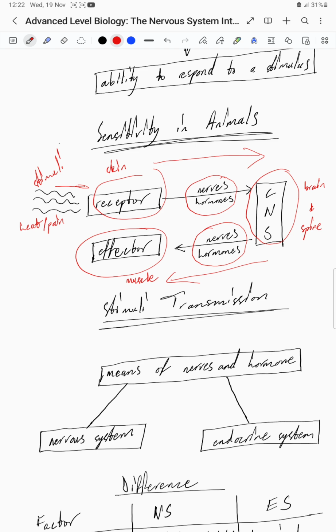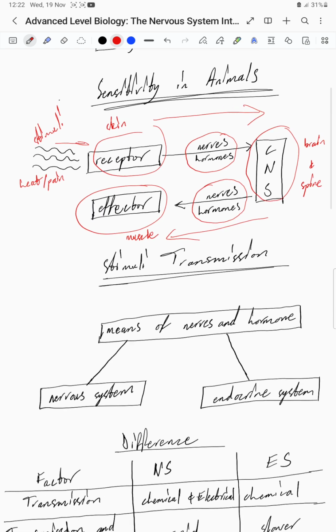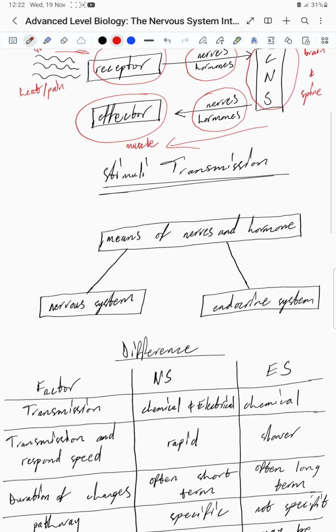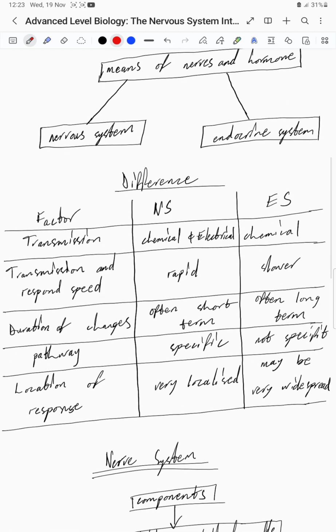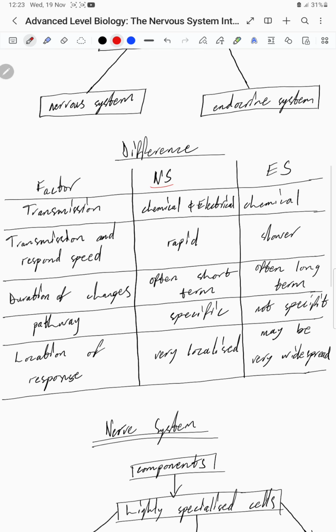So going on to the stimuli transmission, we are looking at the means of transmission of the nervous system. The means of transmission, we have nerves and hormones, the means of transmitting stimuli. So this is the nervous system and the endocrine system. We are just going to look into their differences. So let's look into the factors.